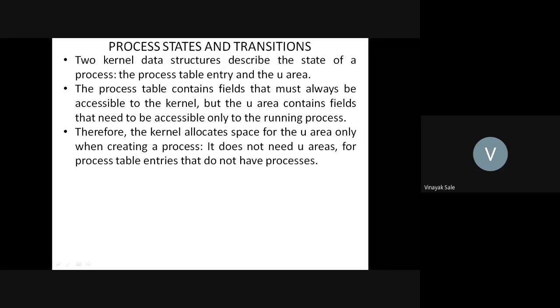Therefore, the kernel allocates space for the user area only when creating a process. Whenever a process is created, the kernel allocates space for that newly created process. It does not need a user area for the process table entries, so those do not have user areas. This is the general description of process states and transitions.